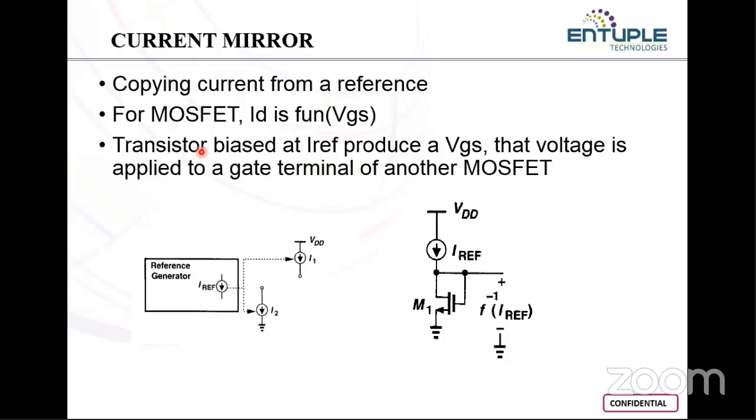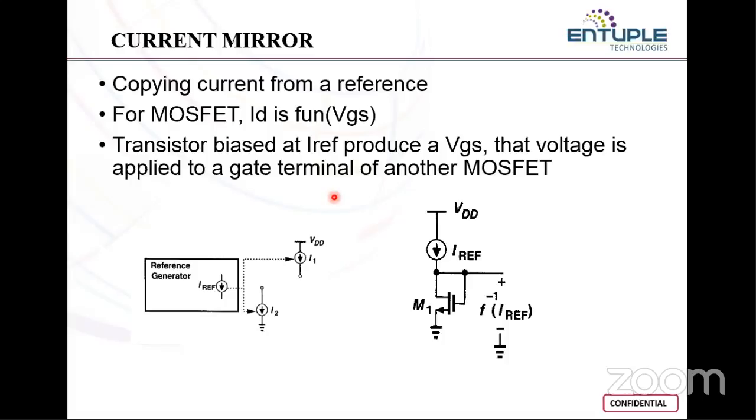And what is the purpose of a current mirror? To copy a reference current, to copy a current from a reference source to one more terminal. For a MOSFET it is the drain current. For a MOSFET, the drain current is a function of the gate to source voltage, as we have seen here. So the transistor is biased at the reference current, it produces a VGS, and that voltage is applied to the gate terminal of another MOSFET. This is the theoretical behavior.